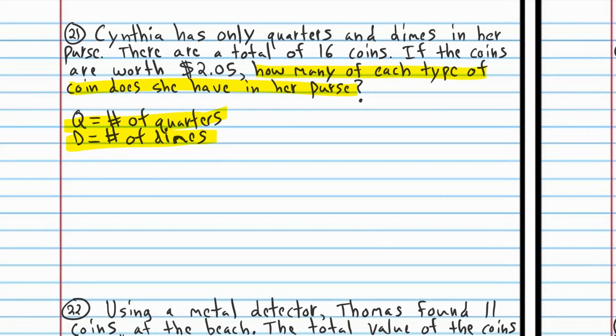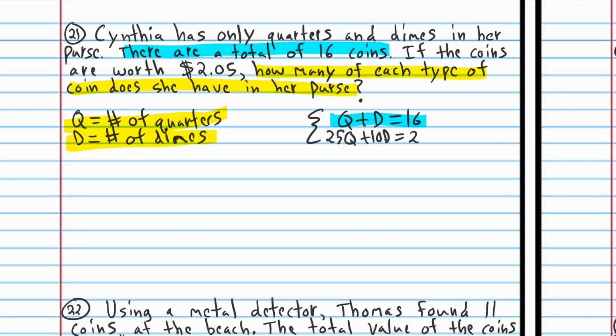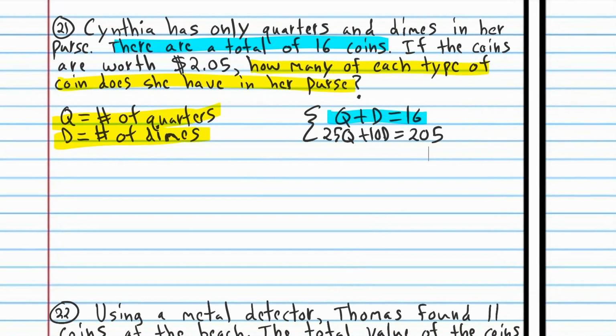All right, so we generate our system. There are a total of 16 coins. Number of quarters plus number of dimes is equal to 16. If the coins are worth $2.05, so again, we're using units of cents. And you must move the decimal 2 places if you're going to use units of cents. So we get 205.